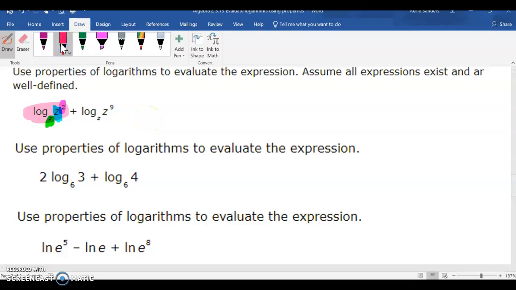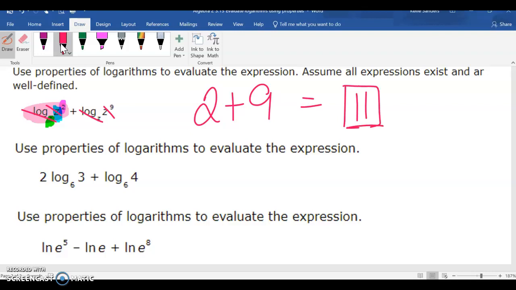If your 2 bases are the same, they cancel out, and you're left with your exponent. Then you do what sign is between them, and in this case you get 11.